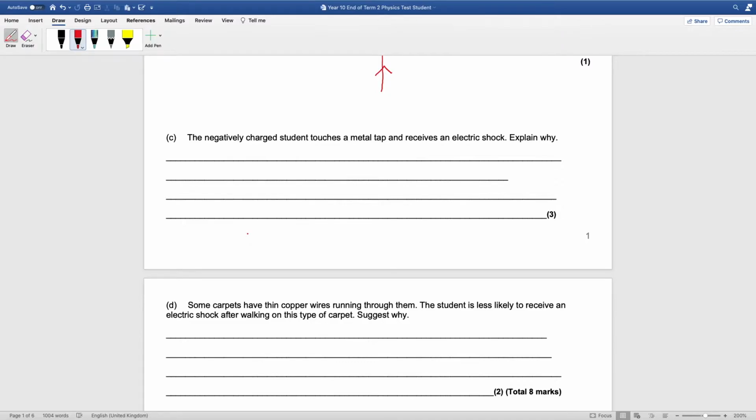So the student touches a metal tap and gets a shock. Clearly then there is a flow of charge. There's electrons moving off the student, and the only reason that happens is because there is a potential difference between the student and the tap. So we have a flow of charge, that's electrons of course, and that's because of the potential difference between the student and the tap. And what's happening is that the student is being earthed.